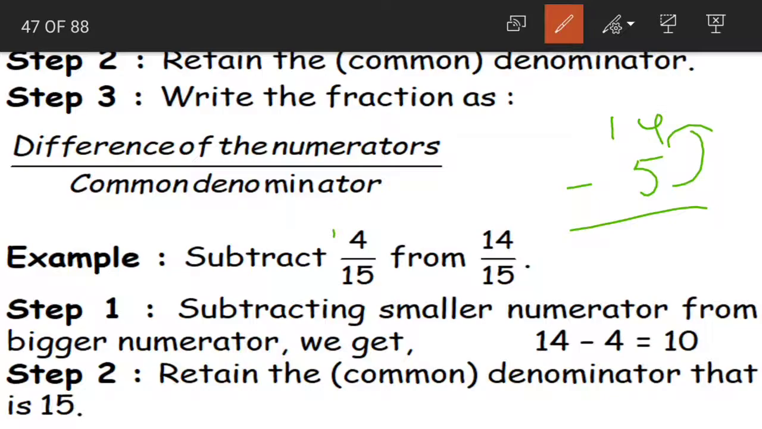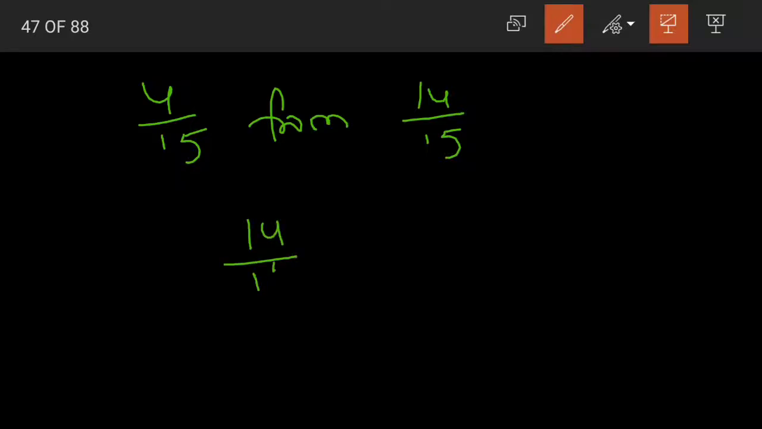In the same way, when we are having two like fractions, say 4 by 15 and 14 by 15, we subtract the smaller numerator from the larger numerator. 14 minus 4. What will we do, children? How will we write it? What is given? Subtract 4 by 15 from 14 by 15. So the bigger fraction 14 by 15 is written first, minus 4 by 15. We are subtracting 4 by 15 from 14 by 15.